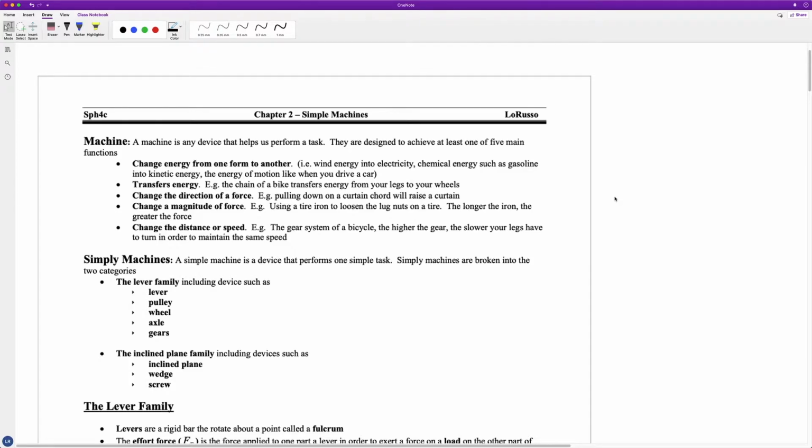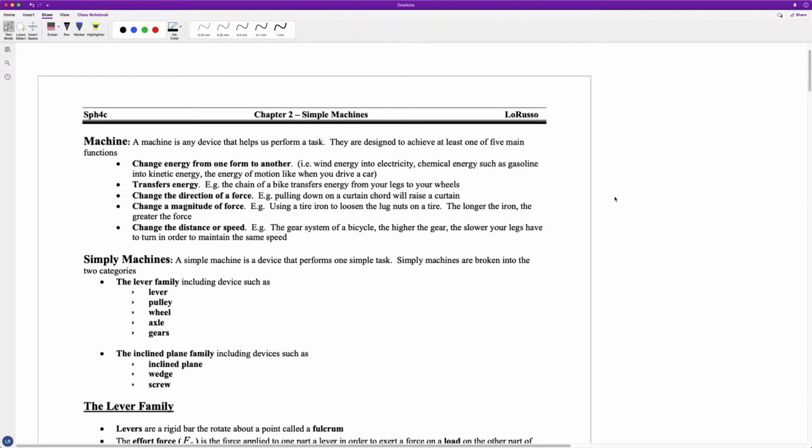Change of direction of force. So, for example, you need to lift up a heavy garage door. Well, lifting up a heavy garage door by kneeling down and physically lifting it up is a lot more difficult than, say, pulling a cable down or a chain pull. So a lot of times we design machines to help us actually simplify a task.